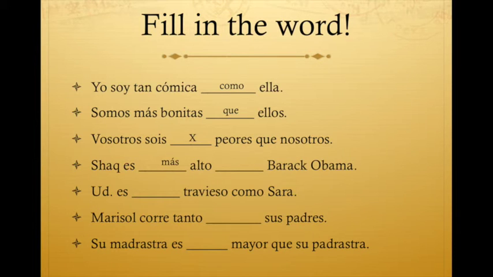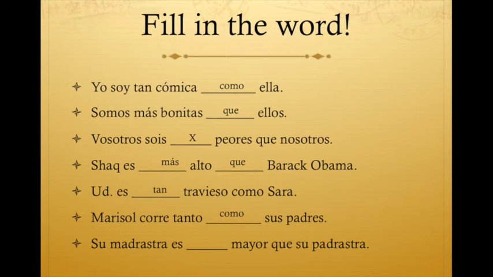Shaq es más alto que Barack Obama. Is more tall than Barack Obama. Notice how we say more tall. In English, we can just say taller. That doesn't happen in Spanish. You have to say more tall. Here in the next sentence, we see the word como, so we know its friend is tan. In this one, Marisol corre tanto. Because we see the word tanto, it looks like the word tan. We're going to use the word como as well. Marisol corre tanto como sus padres. We haven't talked about that yet, but it would mean as much as her parents. Marisol runs as much as her parents.